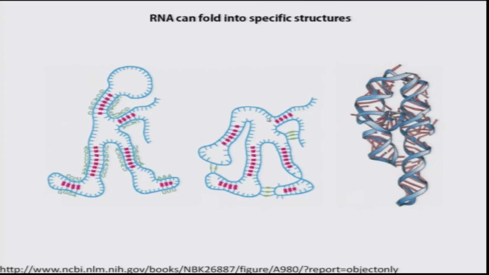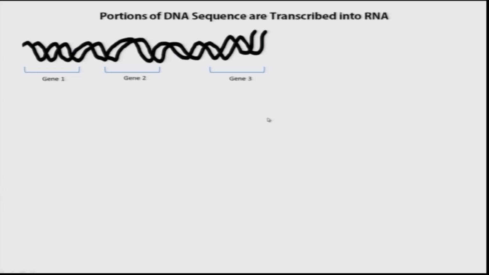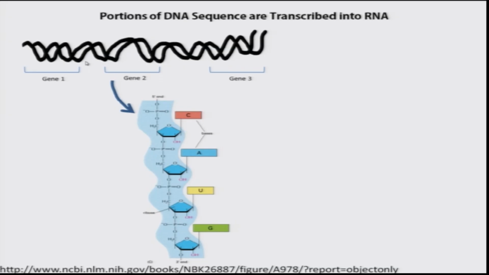For example, tRNA or ribosomal RNA and many other RNAs function with the structure that they get because of the sequence that they have. Now, as I explained, portions of the DNA sequence are transcribed into RNA, so that you call as different segments, which is gene 1, 2, 3, and so on. One of the segments is copied into an RNA, and that would have the complementary sequence of this strand that serves as the template.